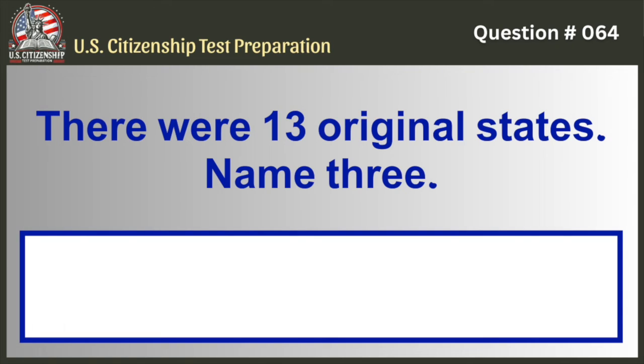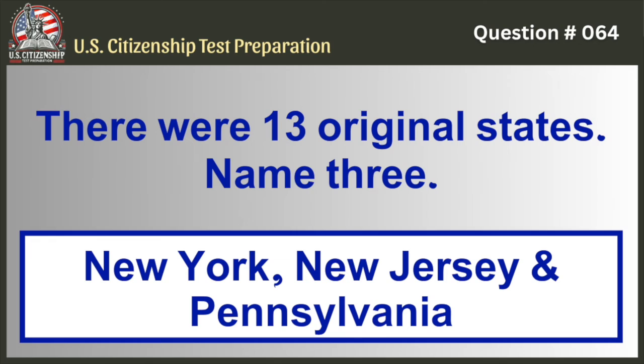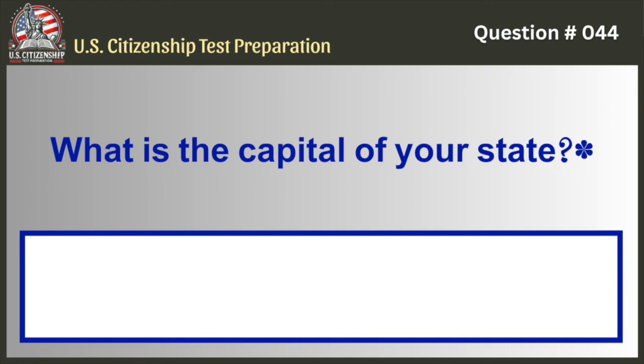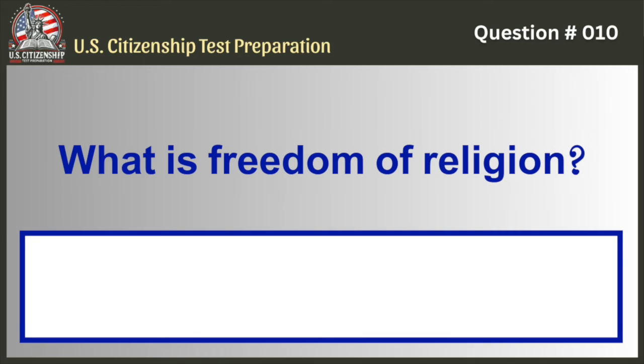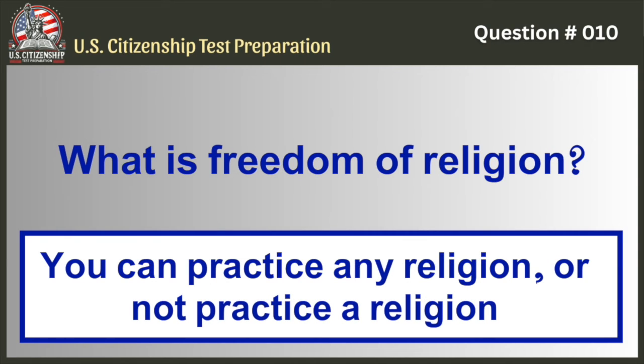There were 13 original states. Name 3. New York, New Jersey, and Pennsylvania. What is the capital of your state? What is freedom of religion? You can practice any religion, or not practice a religion.